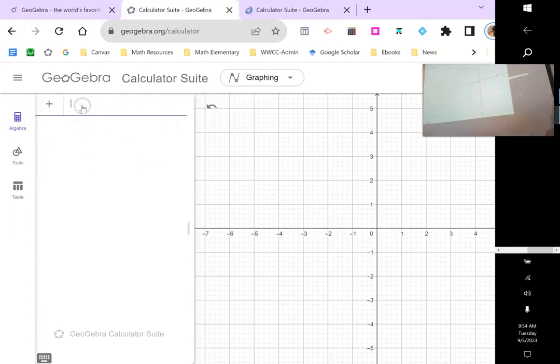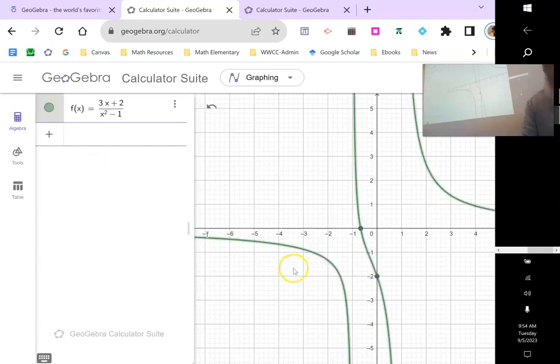I got an F. So F of x equals, and the numerator was 3x plus 2, if I remember right? 3x plus 2, and the denominator was x squared minus 1, right? All right, and let's hit enter here. So I got 2 out of that.